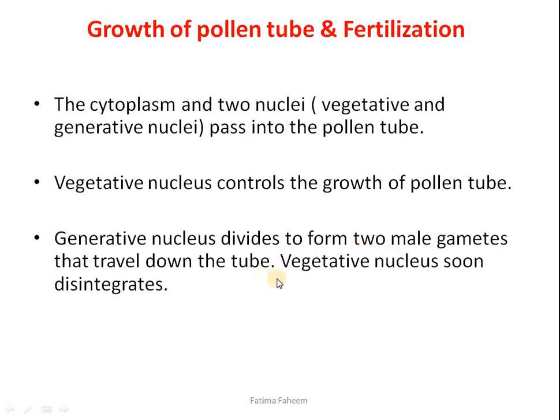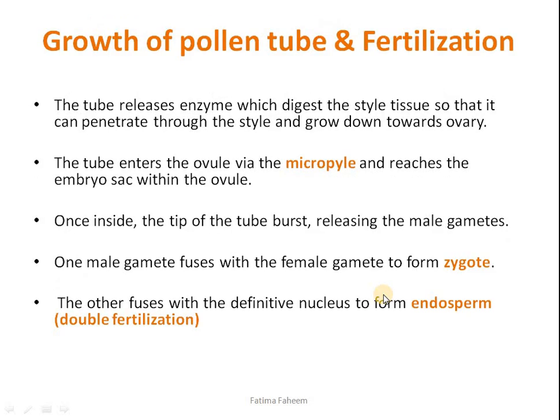down the tube. Vegetative nucleus, once the pollen tube is fully formed, will soon disintegrate. The tube also releases enzymes which digest the style tissue so that it can penetrate through the style and grow downwards towards the ovary where the female gametes are lying in the ovule. The tube enters the embryo sac via the micropyle, which is a hole, and reaches the embryo sac within the ovule.